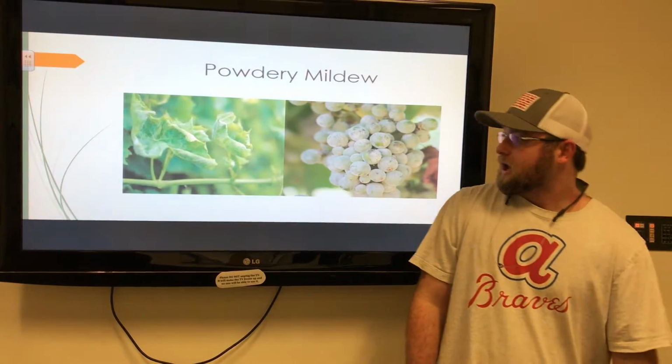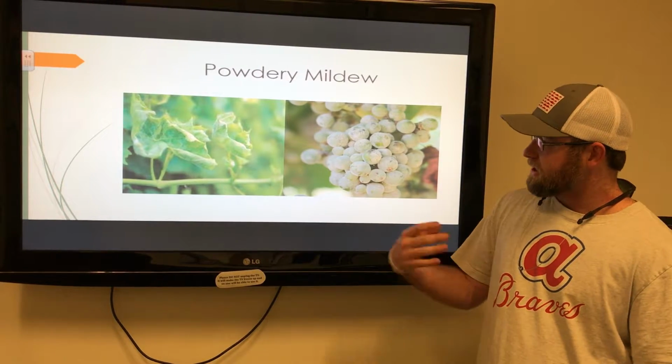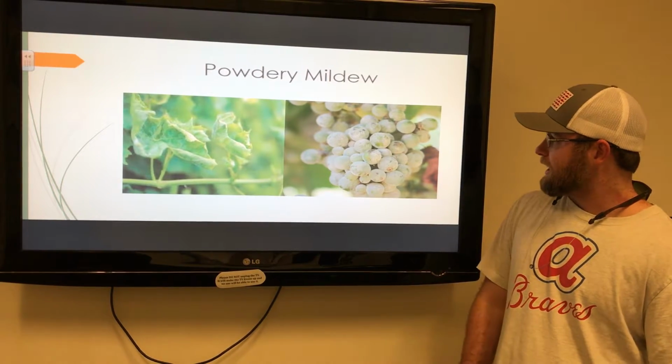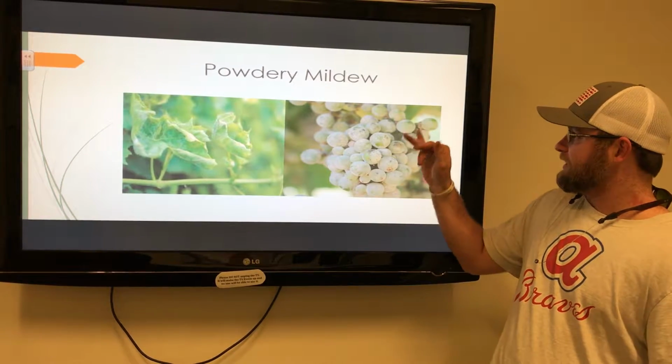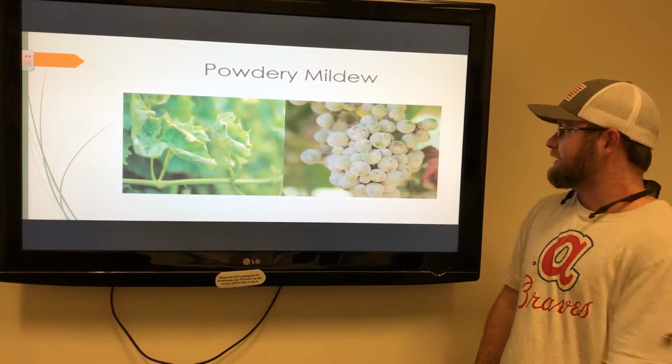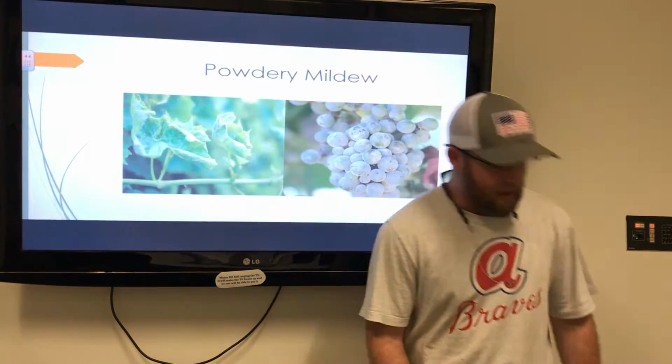As you can tell, you do have that powdery look. It literally looks like you dipped it into flour. After this, you're going to get the withering, the browning, and you're going to get death. You can see kind of back here in the fuzzies that you have the browning and the death, and it happens very rapidly.